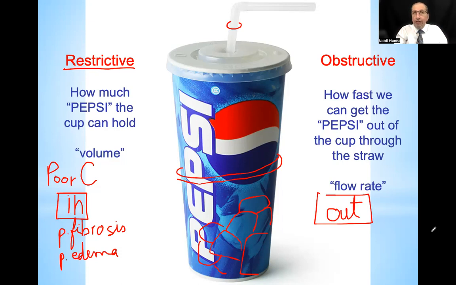So in obstructive lung disease, because of bronchoconstriction, you cannot get air out, okay? And you take a longer time to exhale. So you exhale slowly and incompletely because you try to get air out as much as possible. You do a lot of effort to get air out. Examples of obstructive lung disease: asthma and COPD.